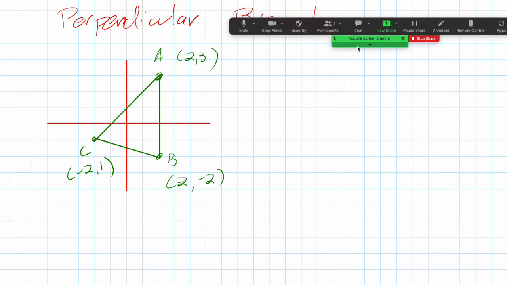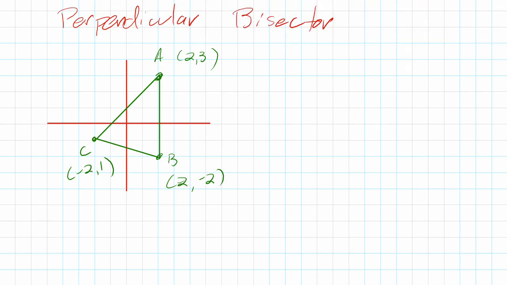All right. We're going to look at perpendicular bisectors. We have a triangle here, and we're going to find a perpendicular bisector. We'll find it from line CB, we'll say. So we need a perpendicular bisector for the side CB on this triangle.